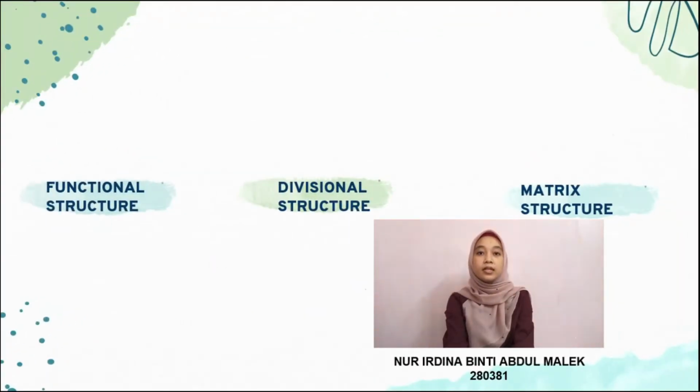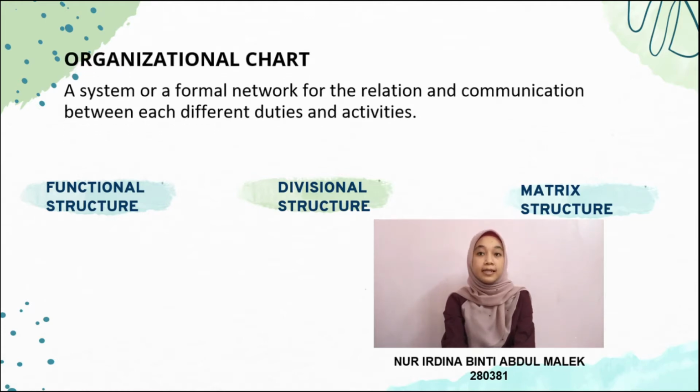An organization chart is needed in every organization. It is a system or a formal network for the relation and communication between each different duty and activity. It describes the relationship between various levels of management. Line and staff structure can be formed through an organization chart. There are three types of organization chart: functional structure, divisional structure, and matrix structure.